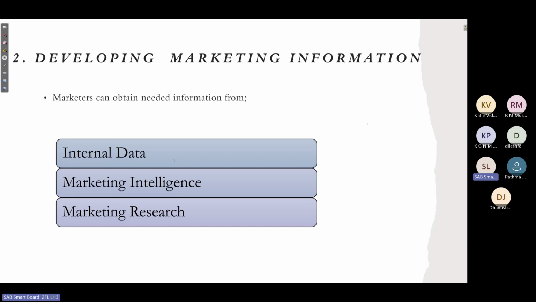So after assessing our information needs, now we come to the developing part. This is how we are going to develop our needed information. The first one is the internal data, the marketing intelligence and marketing research, right? So I will go through these separately again. The internal data: these are the kind of information that we can get within our organization, or the data that we can collect internally. We call them the internal data.